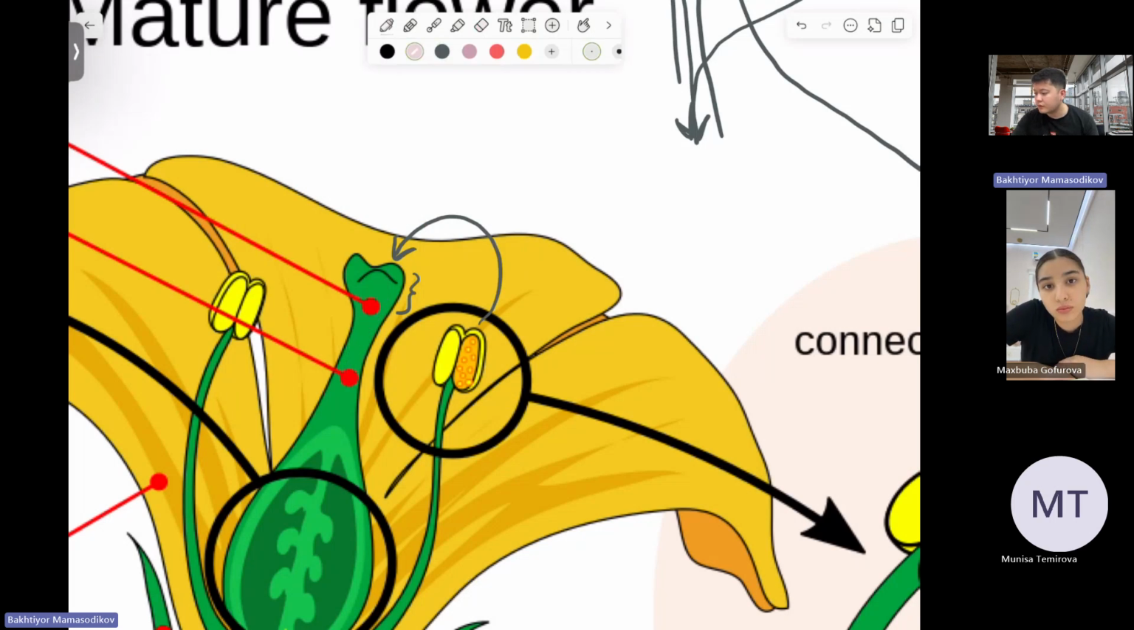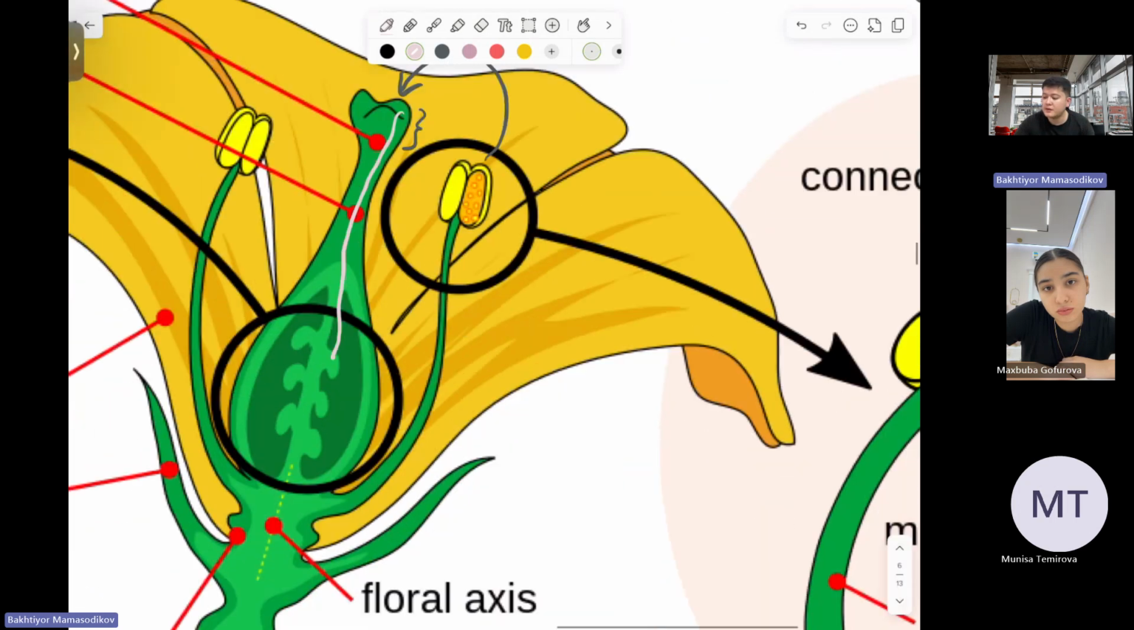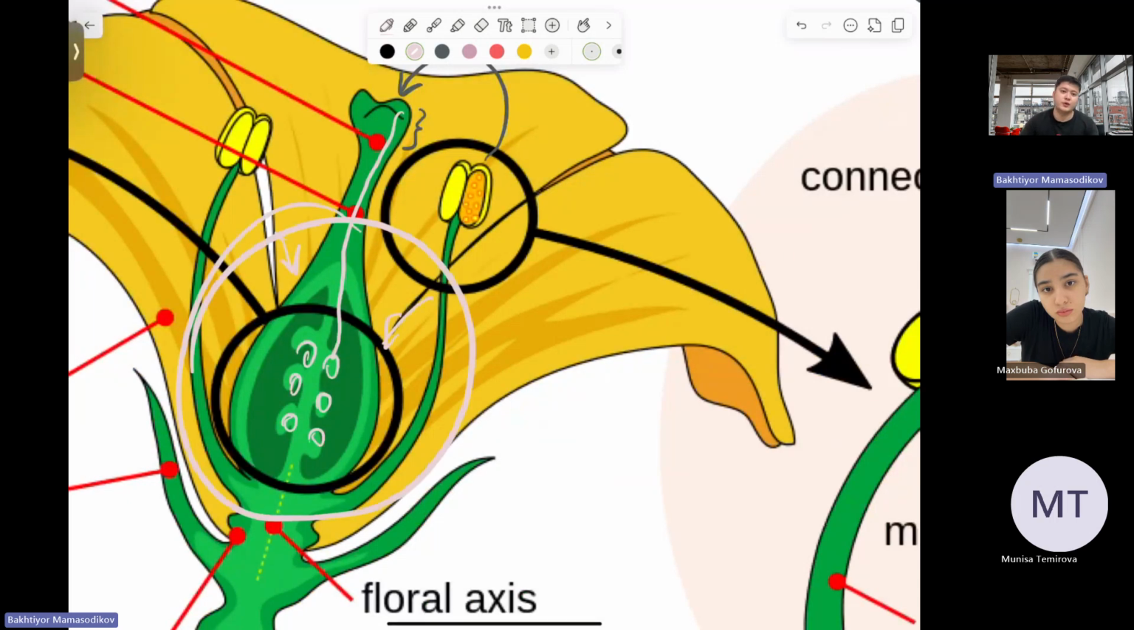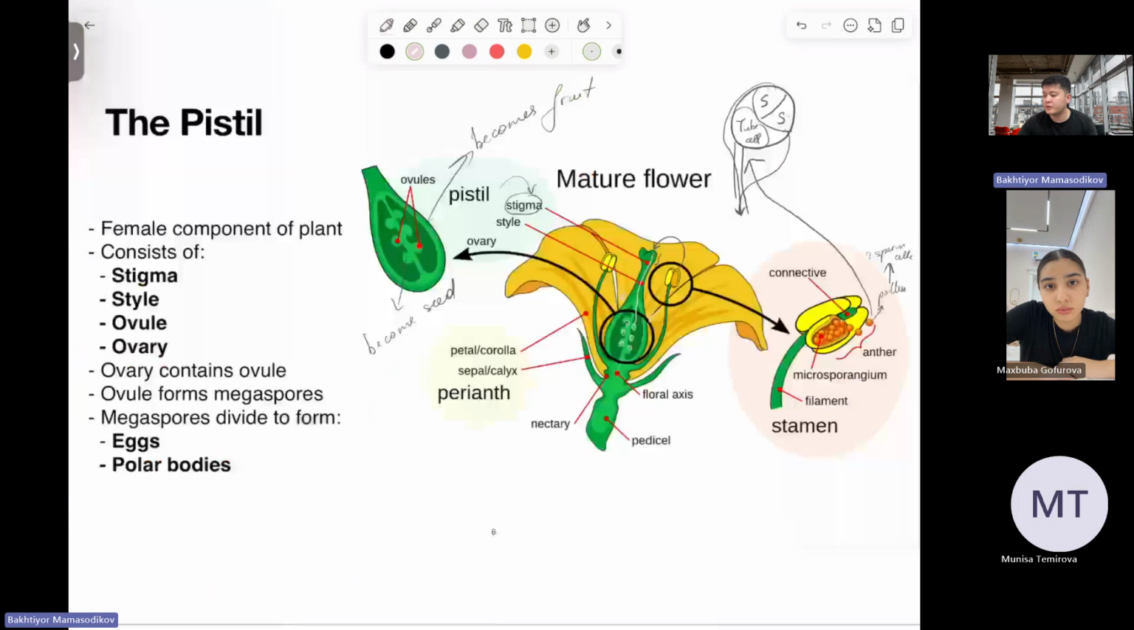So I'm going to draw it. It forms a pollen tube. It reaches until the ovule. Okay, it reaches the ovary first. Actually, specifically the ovule, and if the fertilization happens, the seeds will be formed, and from that ovary we will form the fruit. Okay, from the ovary itself we form the fruit, and the seeds are formed from the ovules.